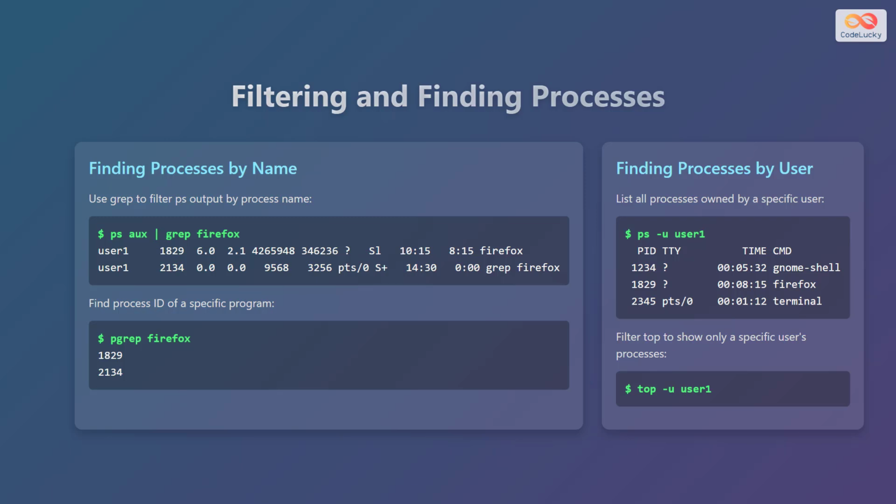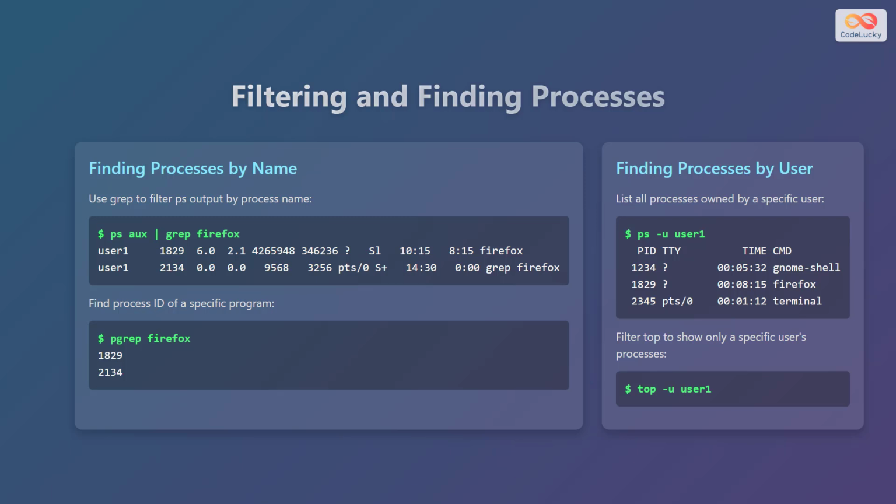Now let's explore how to filter and find processes using commands like grep and pgrep. To find processes by name, you can use grep to filter the ps aux output. For example, ps aux pipe grep firefox will list only processes with the name Firefox. To find the process identification number of a specific program, you can use the pgrep command, such as pgrep firefox, which will return the process identification numbers associated with Firefox.